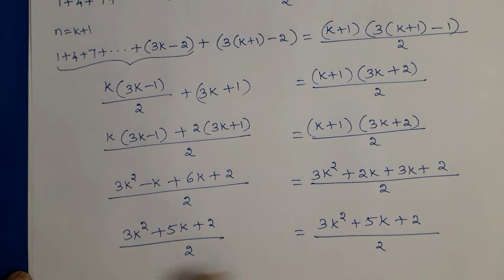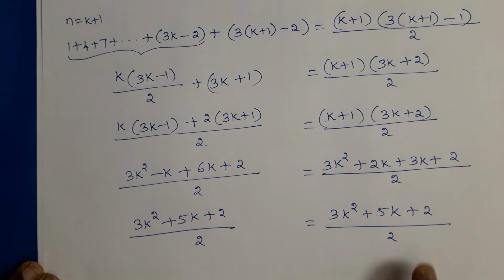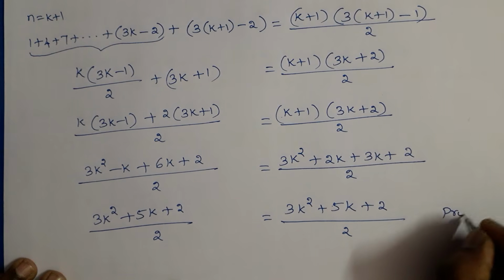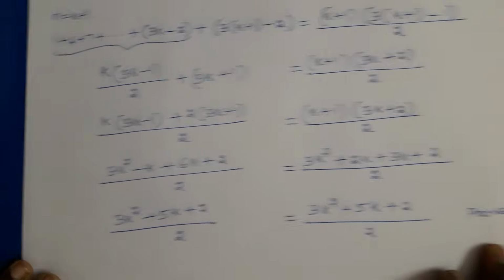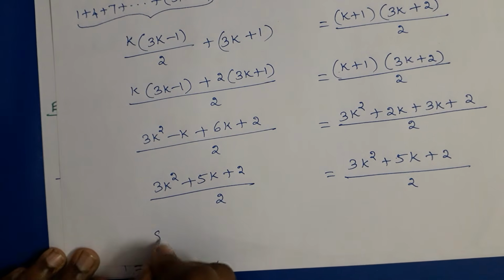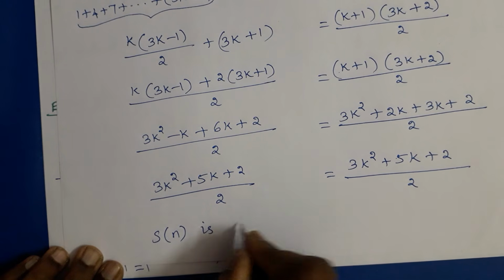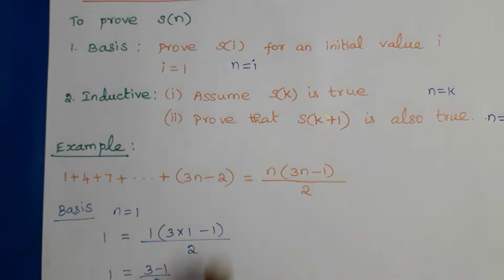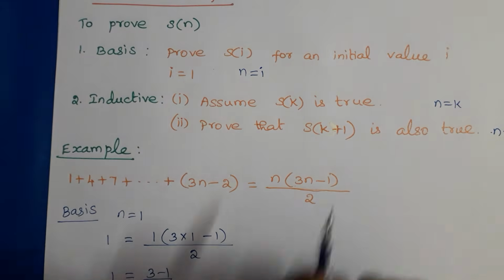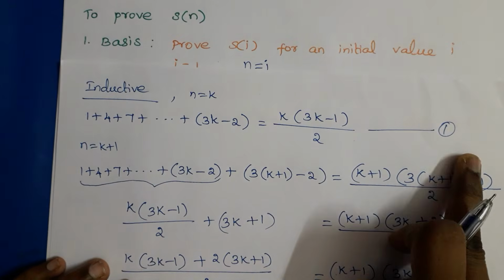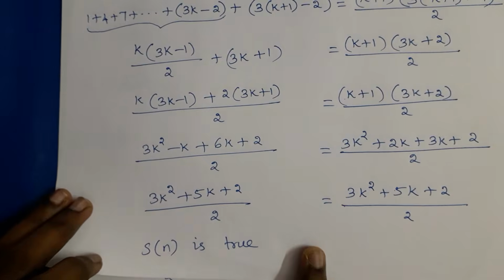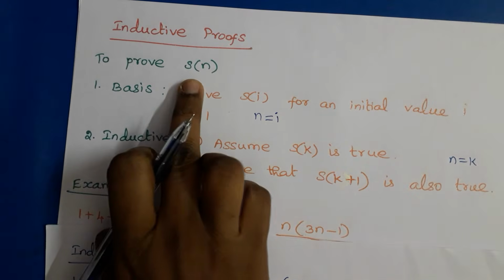So the left hand side of the equation is equal to the right hand side of the equation. So S of k plus 1 is also true. S of k plus 1 is also proved. So we can say that the given statement S of n is true, because we have proved the basis condition, S of I is proved, and in the induction step we have considered S of k is true, and we have proved that S of k plus 1 is also true.